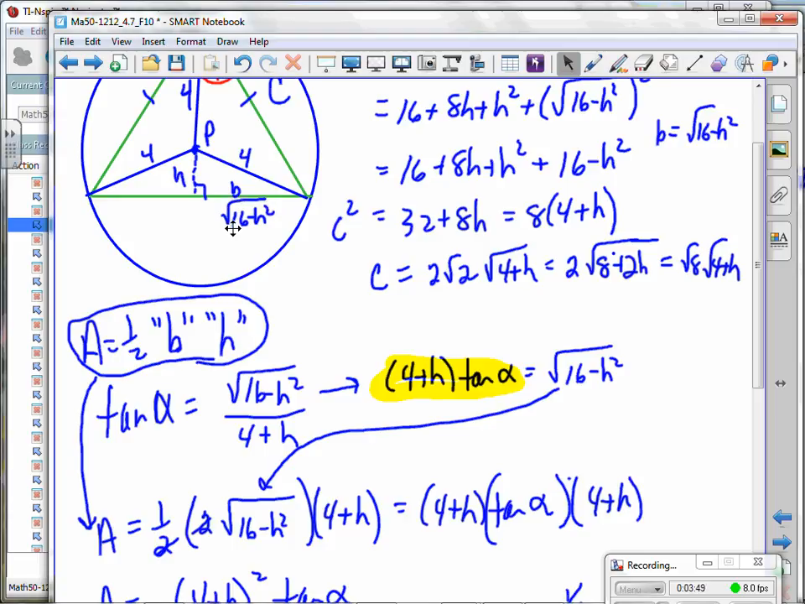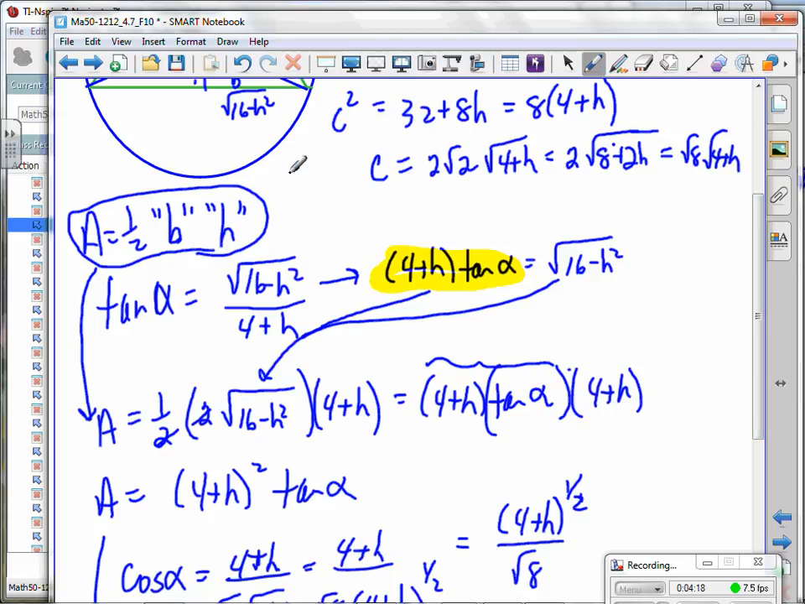If B is the same thing as the square root of 16 minus h squared, is it minus or plus? It's minus, right? I thought we had an error there, but it's minus. Then we can take the square root of 16 minus h squared in our area formula and replace it with this quantity instead. That's what this is all about. We have two of those bases, and so that's why the 1/2 goes away.